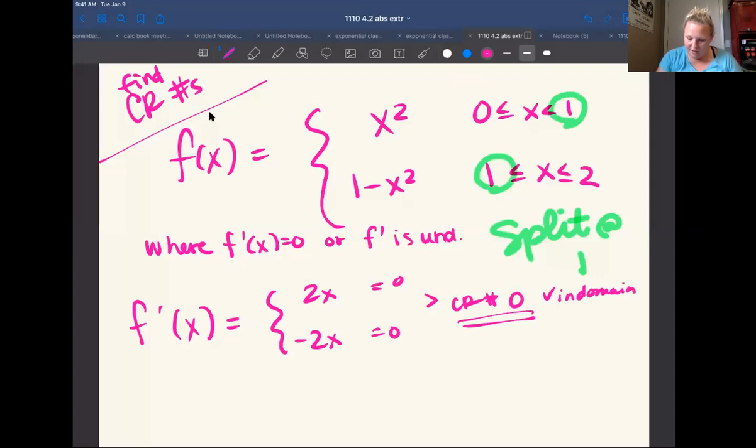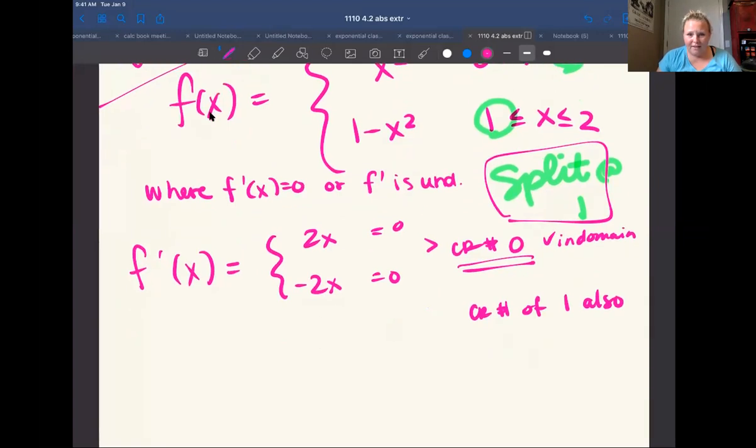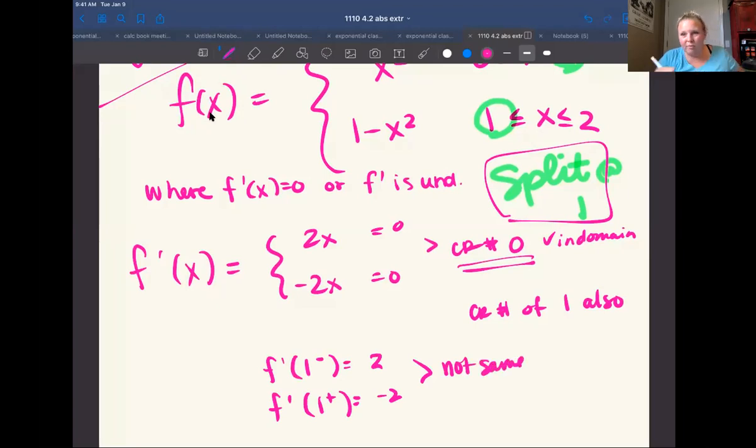And then the only other thing to consider is this split at 1. Visually we saw on the graph it's not differentiable there, so the derivative does not exist there. So 1 is also going to be a critical number because it's not even continuous there. If it's not continuous, you can't take the derivative. The other thing to consider is the derivative from the left piece and the derivative from the right piece at 1: in one of them you get 2 and the other you get -2, and these are not the same. So the slopes of the tangent lines wouldn't have even been the same. But at 1 it's not continuous.